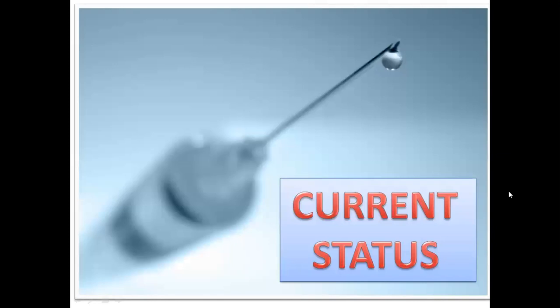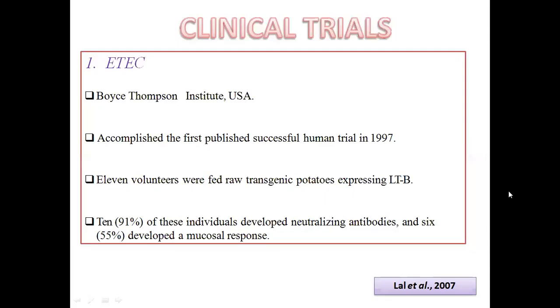And next we will see about the current status of these edible vaccines, the clinical trials. So these are all the extra information that you can know about the edible vaccines. If you see, this is enterotoxigenic E. coli. It is developed by Boyce Thompson Institute in USA.